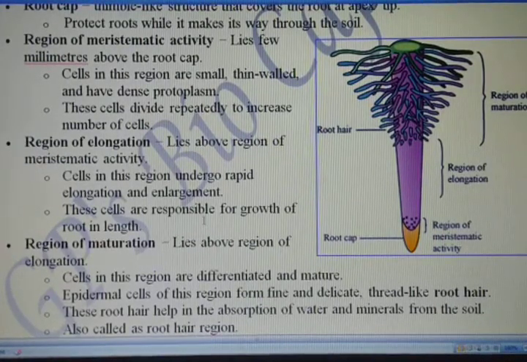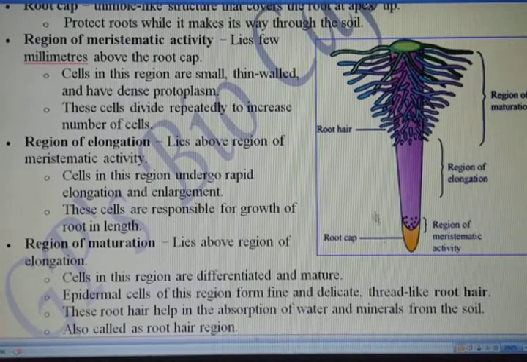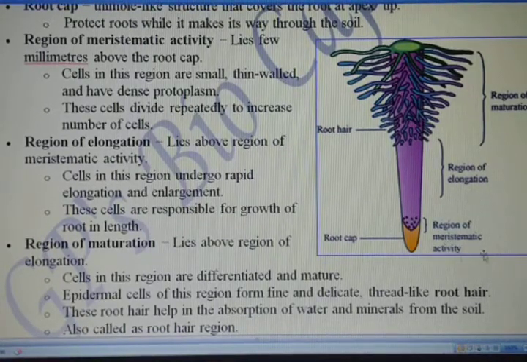Once again I am repeating, what happens? Three main regions are there. Region of meristematic activity. In this, what happens? The cells which are present are able to divide actively because they have dense protoplasm, and their cell wall is thin, so they can divide faster.